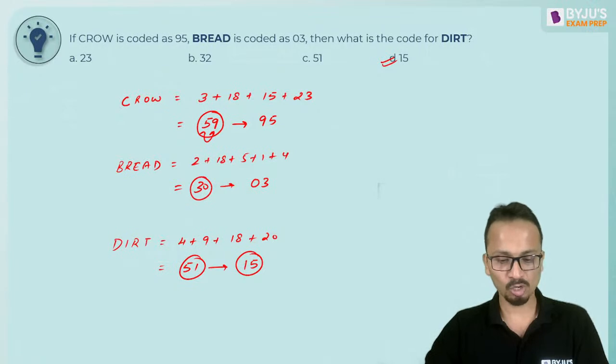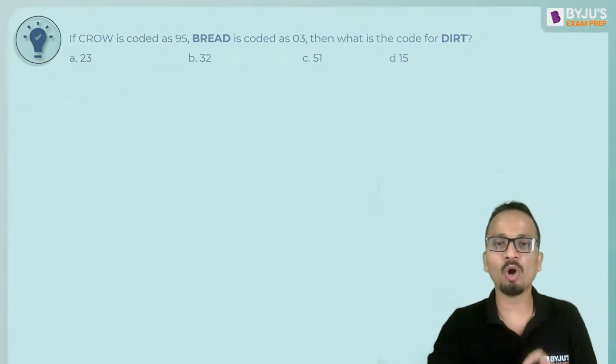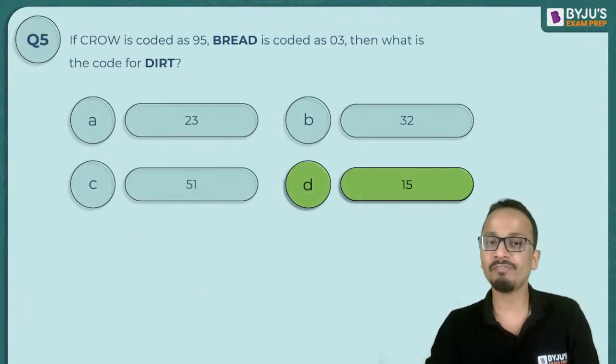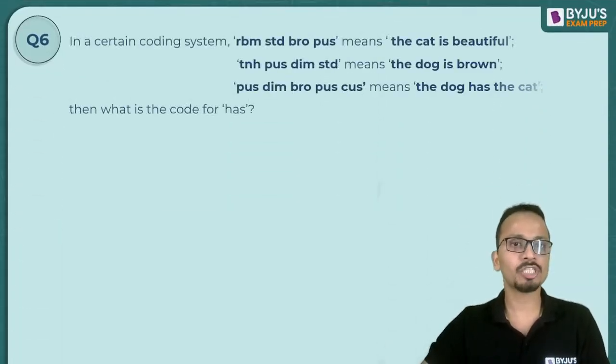All right. So a lot of you are correct. Some of you have given a wrong answer. All right, no problem for that. But the important thing is you all must understand the way we are solving these questions. Okay. Now let's move ahead and look at question number 6.